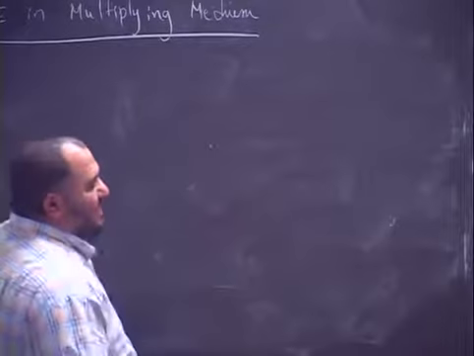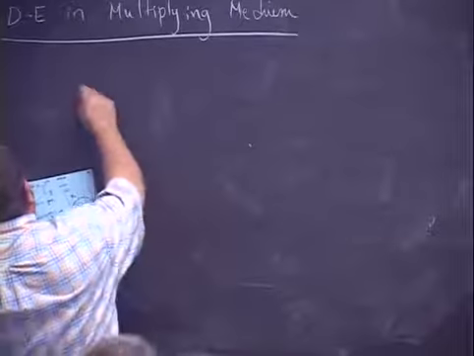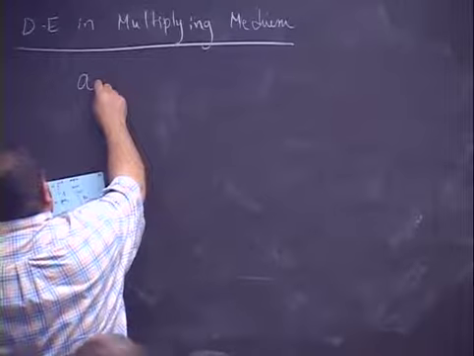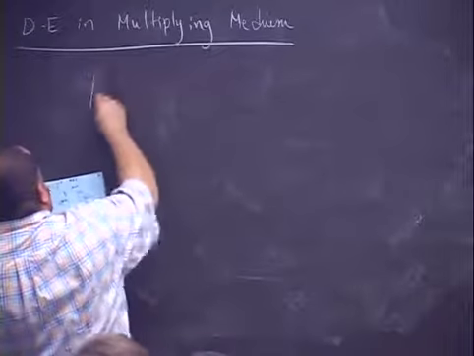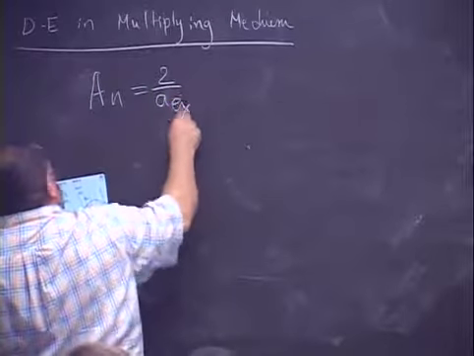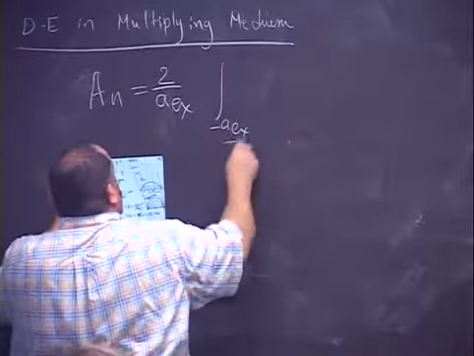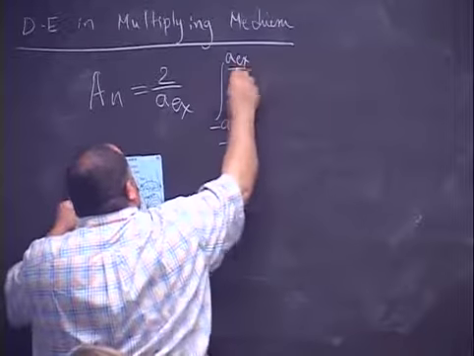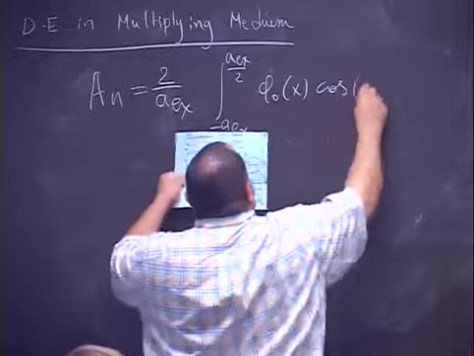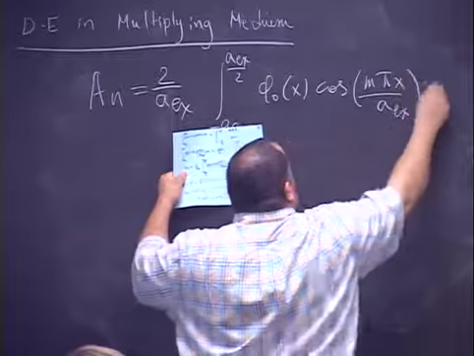you will notice the constant will get out, and then you will get the integration as a_n, and you will get the value of a_n. Then this will give you 2 over a extrapolated, multiplied by negative a extrapolated over 2, multiplied by a extrapolated over 2, phi naught of x cosine of m pi x over a extrapolated, dx.